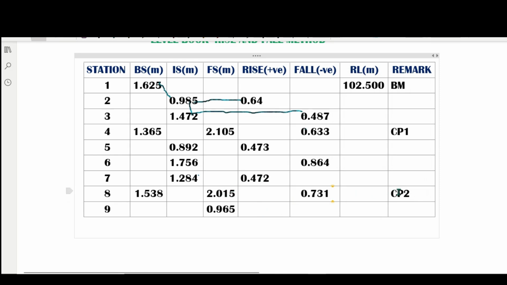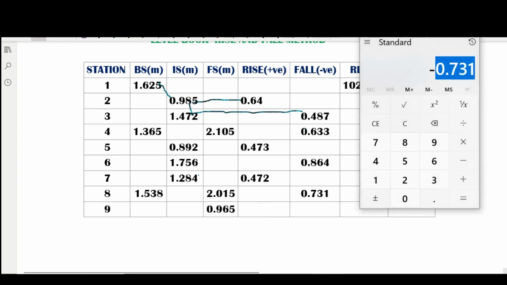And the next one is going to be, remember, this is a checkpoint, a change point actually. So since this is a change point, you're not going to do subtracting anymore, continuing this way, but instead you're going to go over to the backside. Okay, so backside minus this foresight reading is going to give you any of these readings here. So let's go back to the backside now.